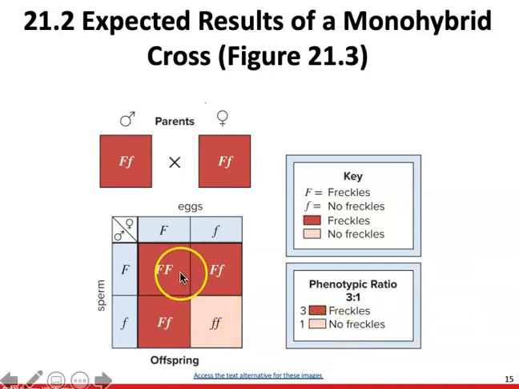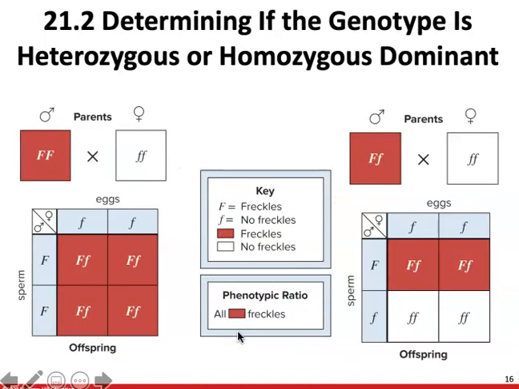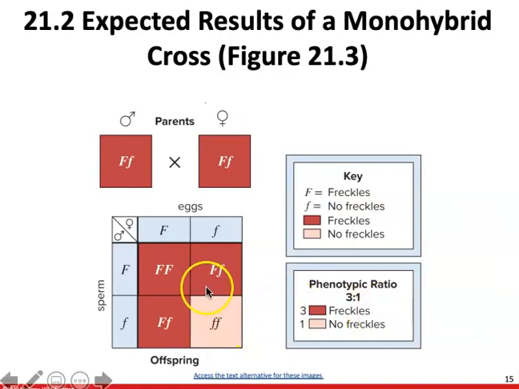So that's going to be our breakdown. If we cross a heterozygous female with a heterozygous male, there's a 3-to-1 chance that they're going to show the dominant trait. Although both parents were freckled, they do have a 25% chance of their offspring having no freckles. So that's going to be our cross for 2 individuals who are heterozygous.